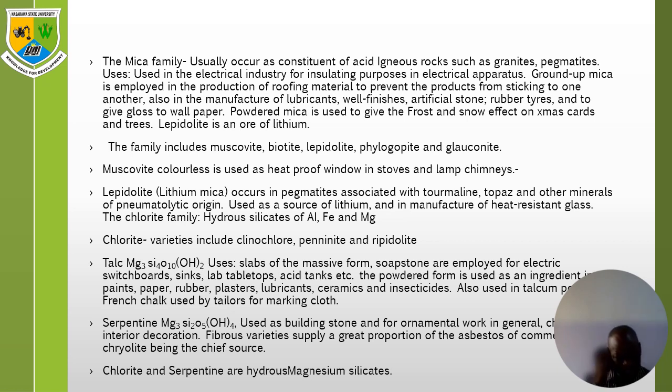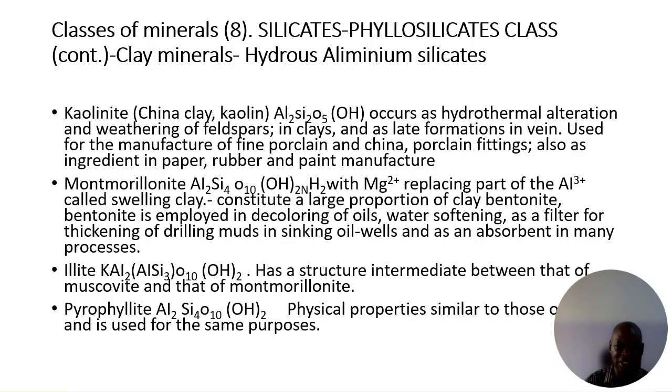The chlorite family are hydrosilicates of iron, aluminum, and magnesium. The chlorite variety includes clinochlore, penninite, and prochlorite. The talc family, used as slabs from massive forms, soapstone, are employed for electric switchboards, sinks, lab and tabletops, acid tanks. The powder form is used as ingredients in paint, paper, rubber, plastic, lubricants, ceramics, and insecticide. Also talcum powder, and French chalk used by tailors for marking clothes. The serpentine is used as building stone for ornamental work in general, interior decoration. Fiber varieties supply a great proportion of the asbestos, and the chlorite and serpentine are hydromagnesium silicates.